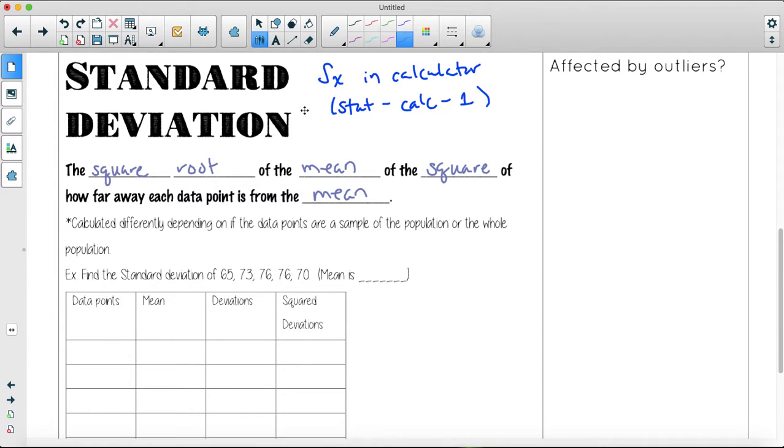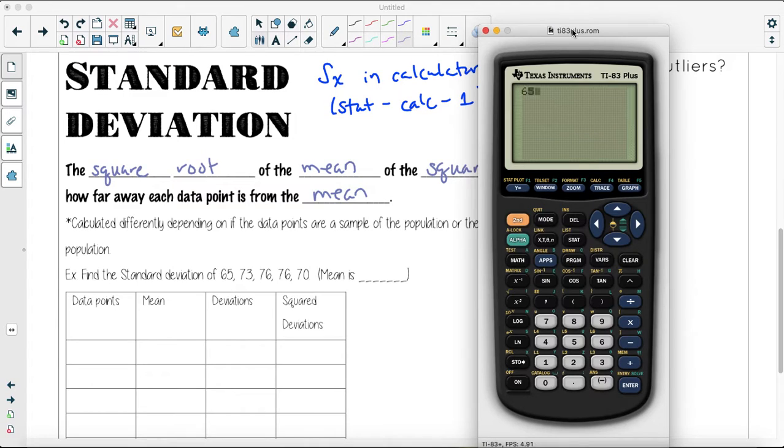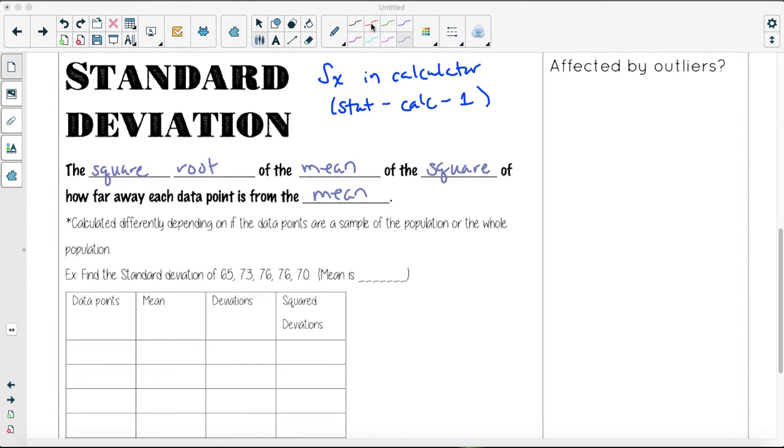Okay, so what does that really mean? Again, standard deviation is calculated differently depending on whether the data points are a sample of the population or the whole population. In this case, we're going to use a sample. We're going to find the standard deviation of 65, 73, 76, 76, and 70. We need to first find the mean. To find the mean, we add up all of these numbers: 65 plus 73 plus 76 plus 76 plus 70. Then we divide this value by the number of data points, 1, 2, 3, 4, 5, so we divide by 5. So 360 divided by 5 is 72. So the mean is 72.